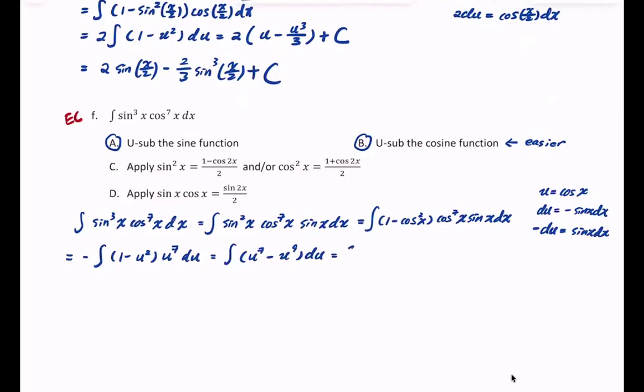And integrate. But this one is interesting. Depending on whether you use sine or use cosine, the answer will look completely different, because one will be completely in cosine and one will be completely in sine. So we use cosine, so this one is completely in terms of cosine. Oh, I dropped the negative sign.